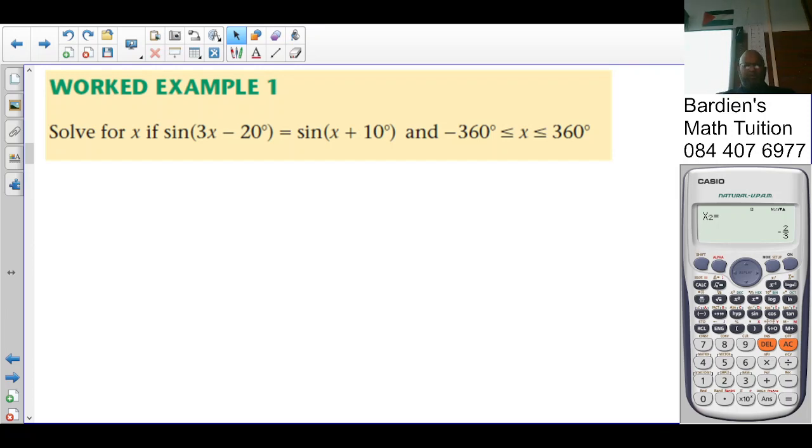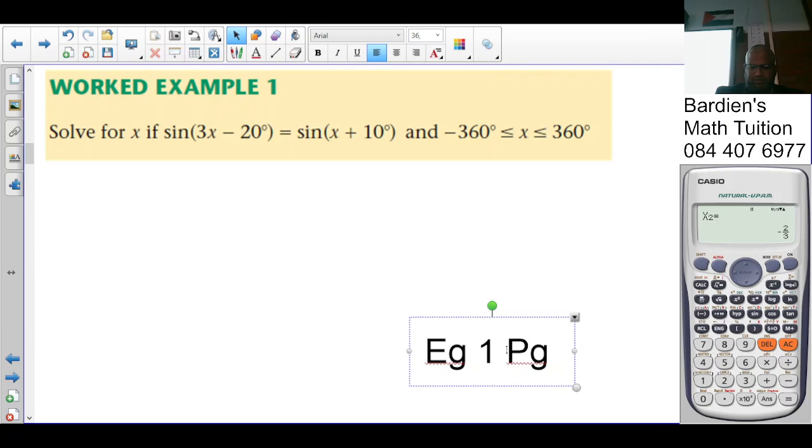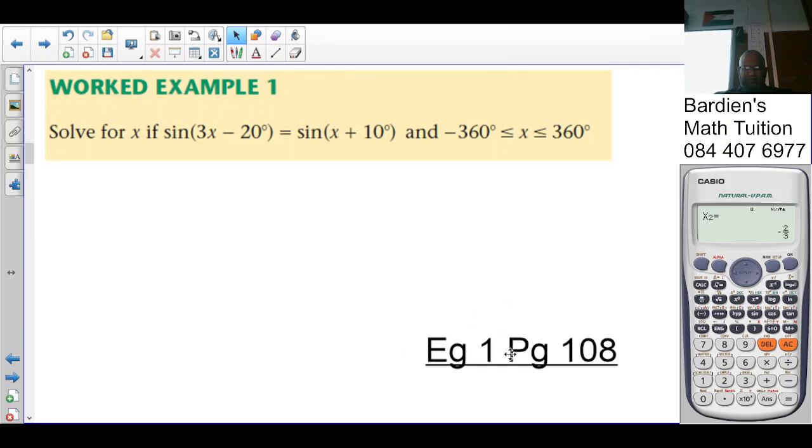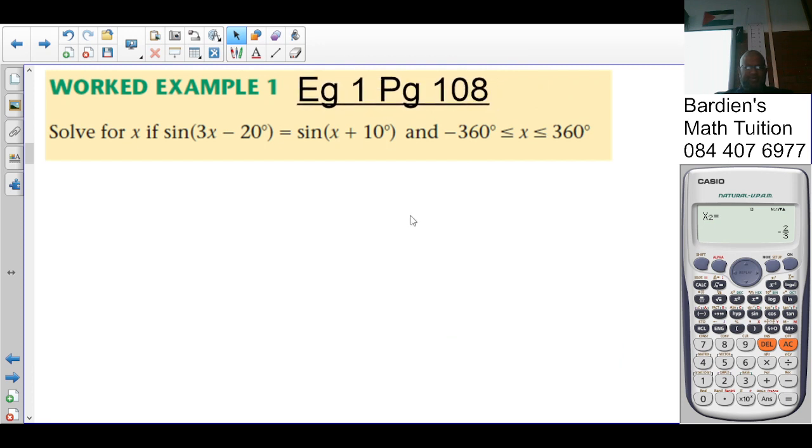Right, we're looking at example 1 on page 108. The question says: solve for x if sine(3x minus 20) is equal to sine(x plus 10), and x is greater than or equal to negative 360 but less than or equal to 360.